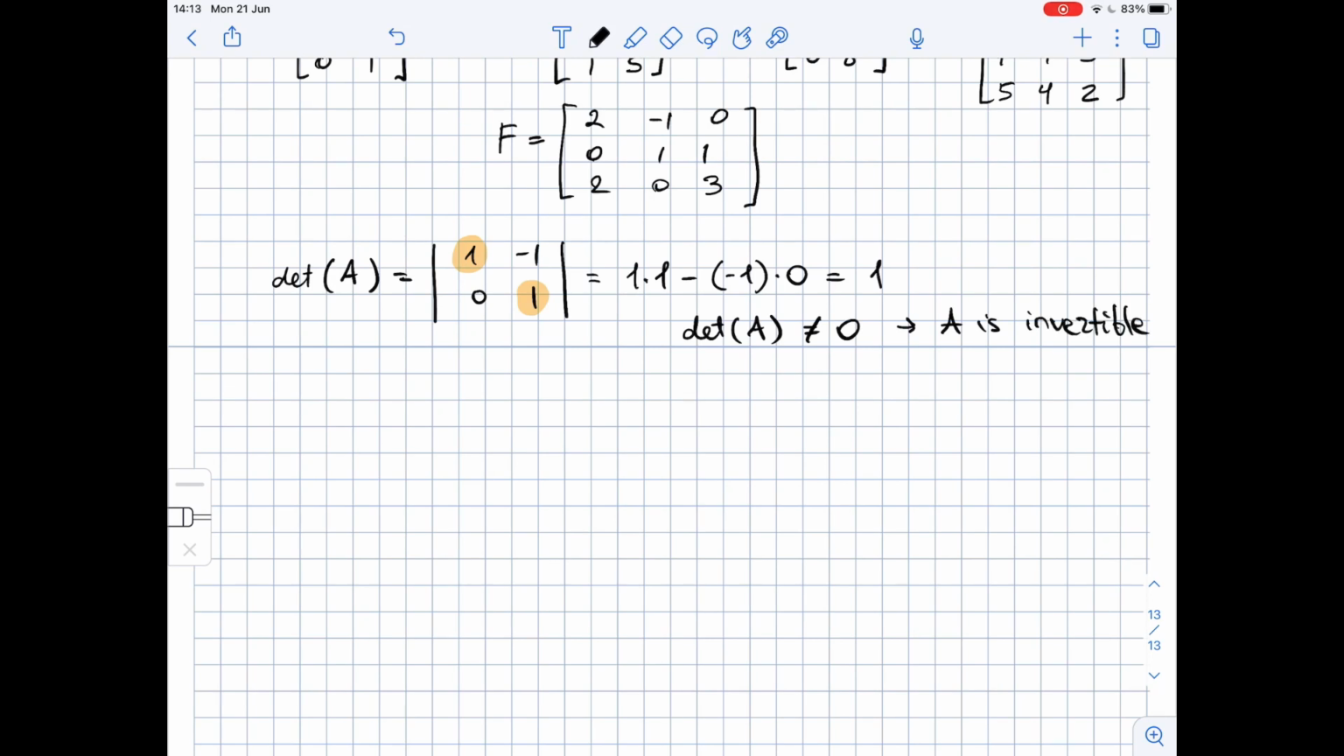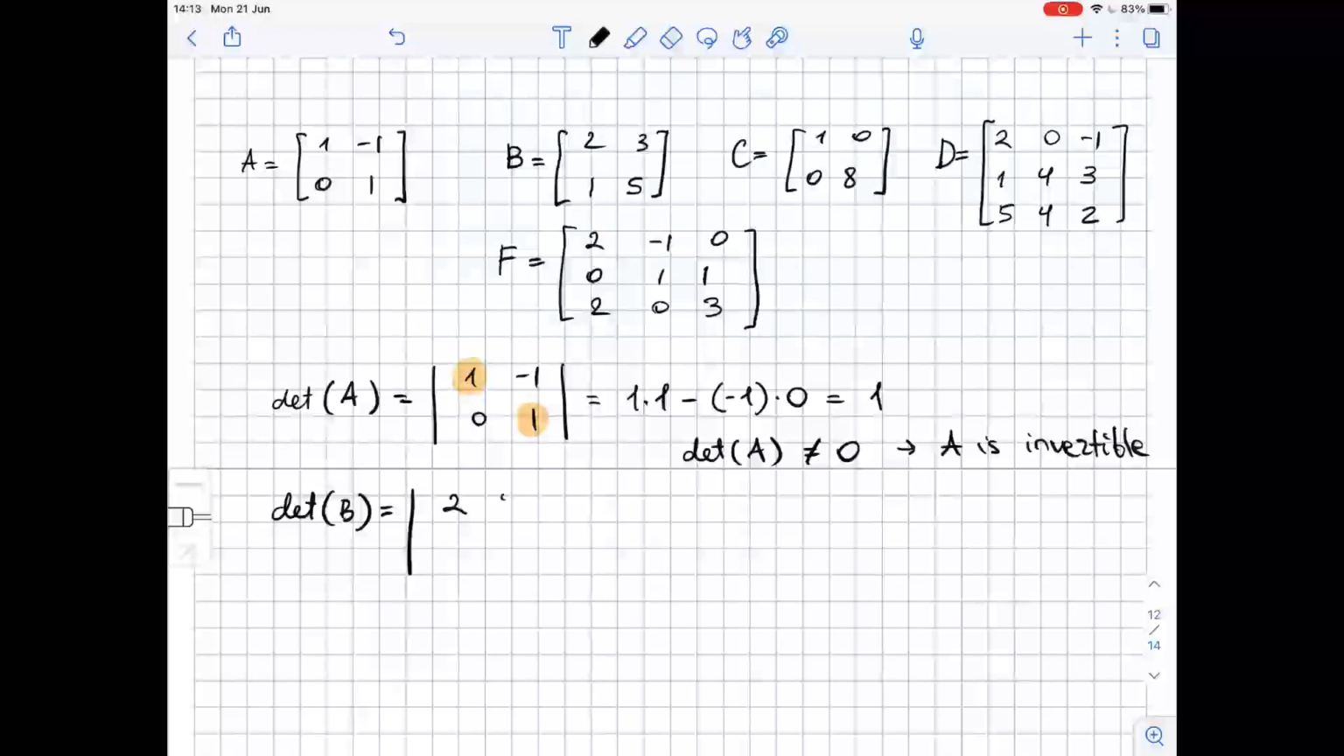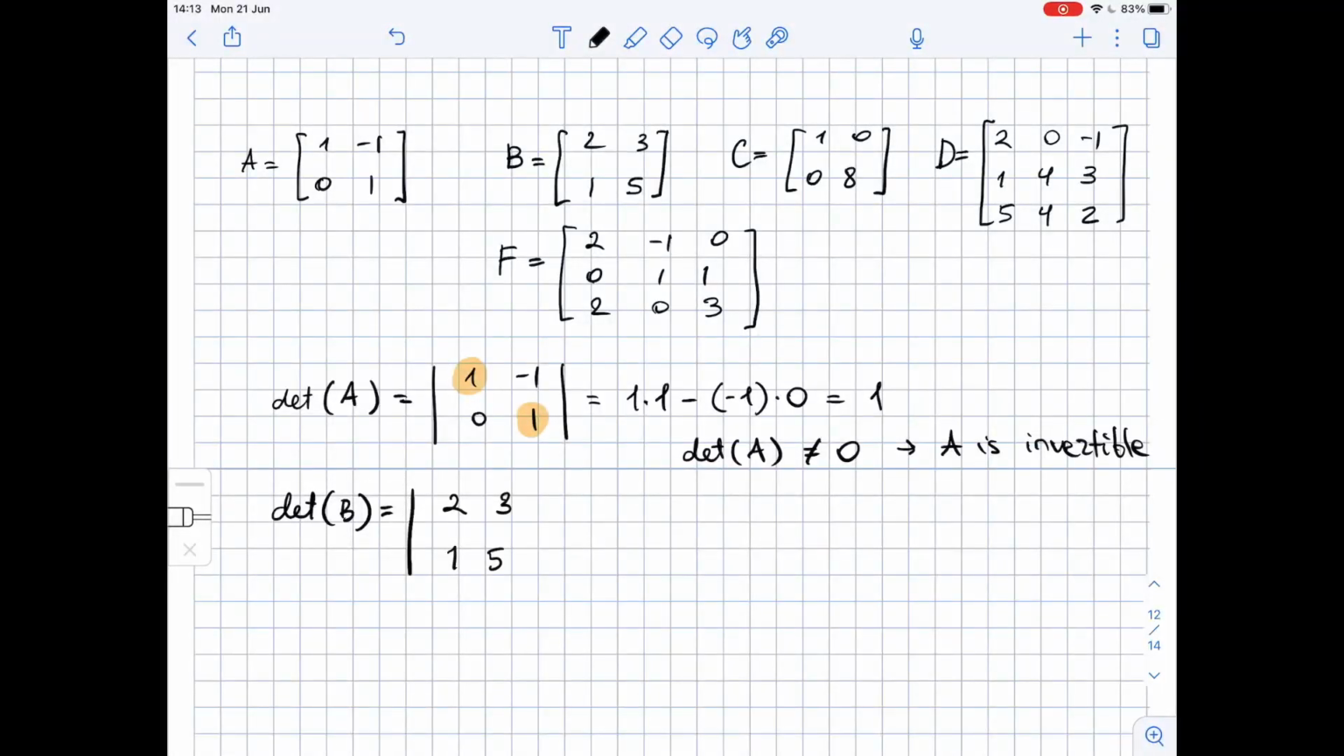Now we will do the same for matrix B. The determinant of B equals the determinant of 2, 3, 1, 5. So it's 2 times 5 minus 3 times 1, which is 10 minus 3, which is 7. So again, the determinant of B does not equal 0, so B is also invertible.